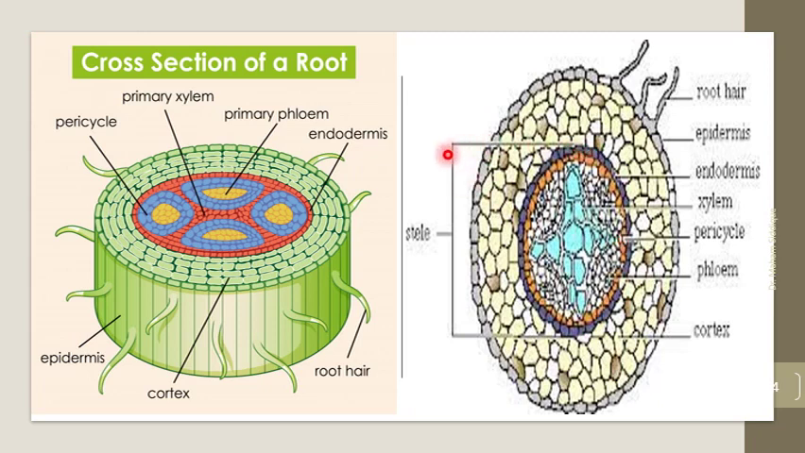Next, you can see a word, stele. Stele is the central part of the root, including vascular tissues, and in some cases ground tissues and pericycle, which, if present, define the outer boundary of the stele.